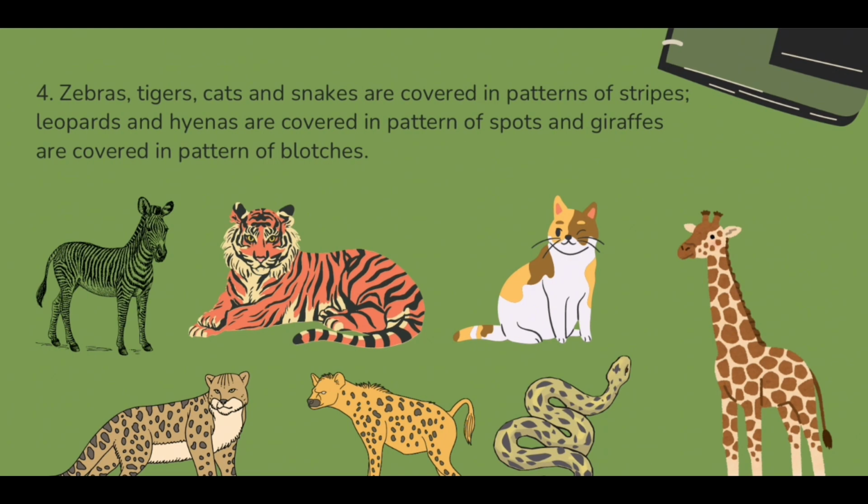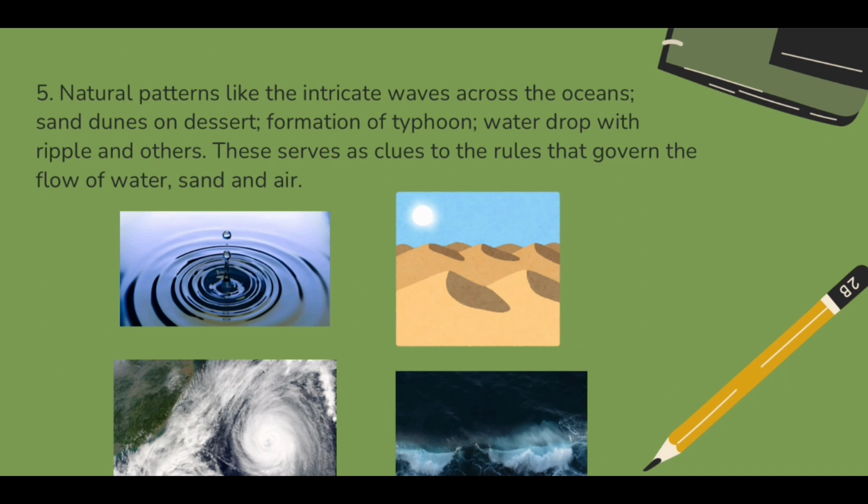Fourth, zebras, tigers, cats, and snakes are covered in patterns of stripes. Leopards and hyenas are covered in patterns of spots, and giraffes are covered in patterns of blotches. Fifth, natural patterns like the intricate waves across the oceans, sand dunes in the desert, formation of typhoons, water drops with ripples, and others. This serves as clues to the rules that govern the flow of water, sand, and air.